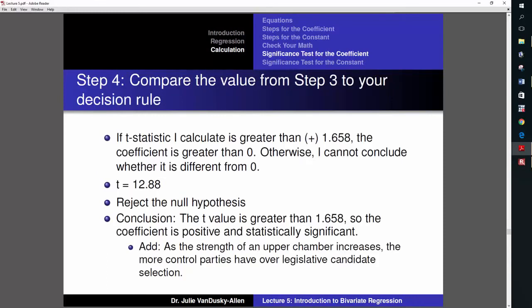So now we compare the t-score we calculated to the t-score from our decision rule template. Remember that our decision rule was, if the t-statistic I calculate is greater than 1.658, the coefficient is greater than 0. Otherwise, I cannot conclude whether it is different from 0. The t-value we calculated was 12.88. 12.88 is greater than 1.658. Hence, we can say that our coefficient b-hat is greater than 0. We can reject the null hypothesis that the coefficient is equal to 0. Our conclusion is that our coefficient is positive and statistically significant. As the strength of an upper chamber increases, the more control parties have over legislative candidate selection.